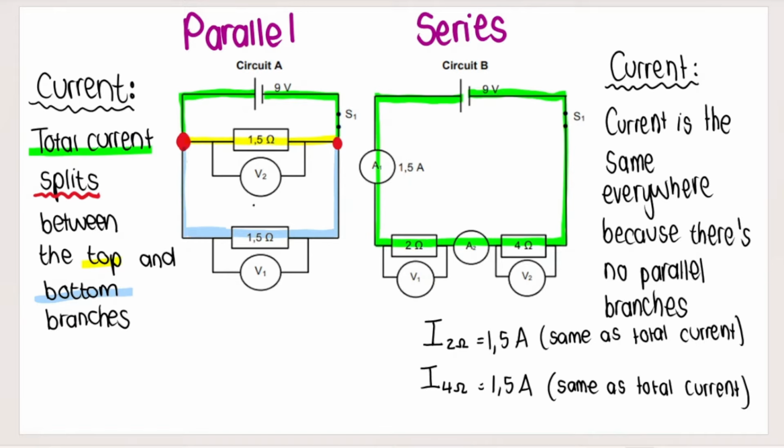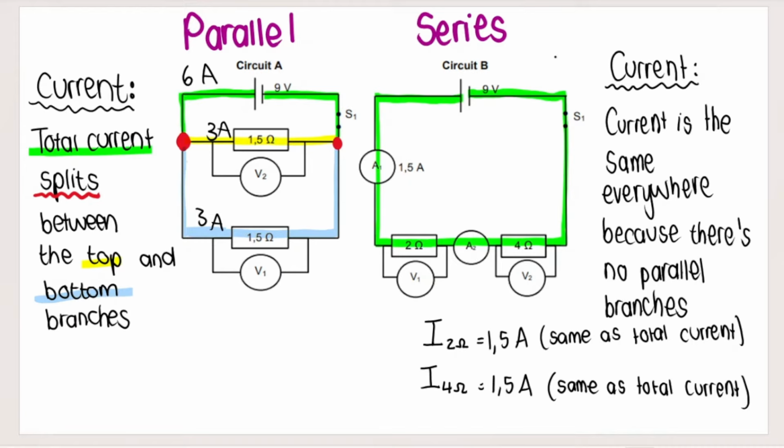Now, I don't have the value for the total current over here. I could work it out, but let's just pretend the total current is 6 amperes. How much will go in the yellow branch and how much will go in the blue branch? Same resistance, 1.5, 1.5, which means that 6 amperes would split evenly. It would be 3 amperes here and 3 amperes here. And then when it joins back again, it's total current again.